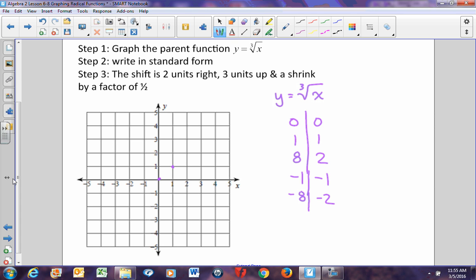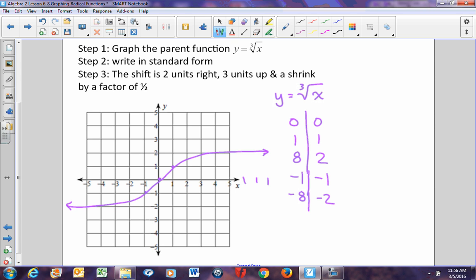(1, 1), (8, 2), which doesn't even fit on my graph here. That's terrible. 5, 6, 7, 8. Probably there. Then negative 1, negative 1. You're looking at me going, this is the weirdest looking graph I've ever seen. I got the correct spot. Negative 1, negative 1. And then you're going to go there. And negative 8, negative 2, 5, 6, 7, 8, 9, probably around there. So my graph of my parent function looks a little like this. There's my parent function. It looks like a really elongated S.